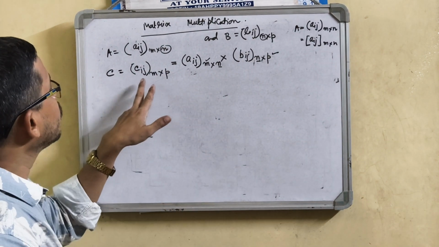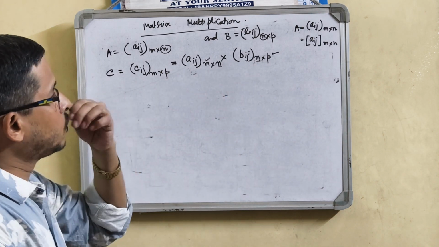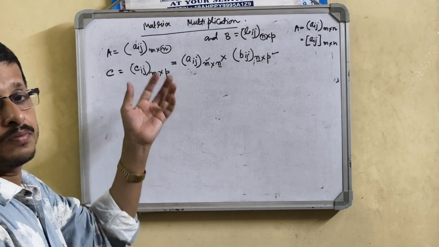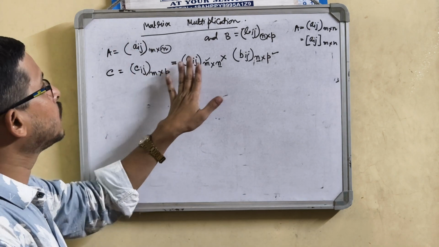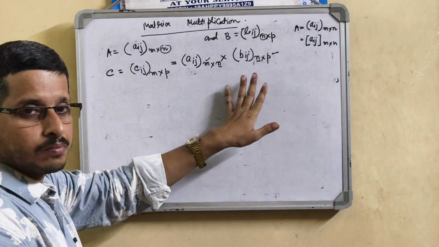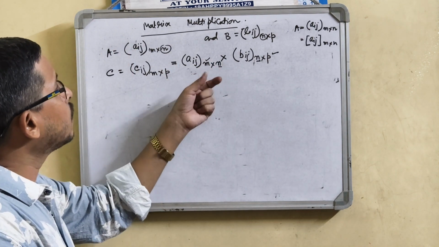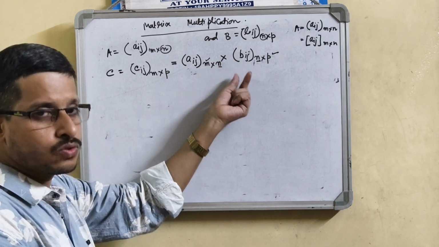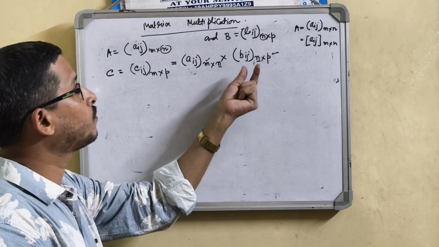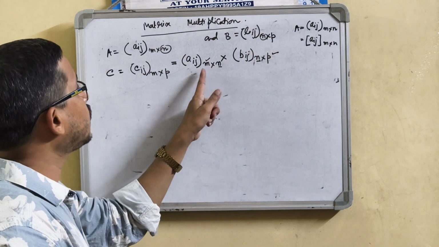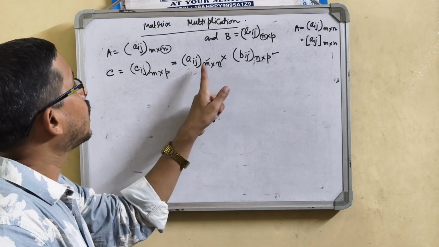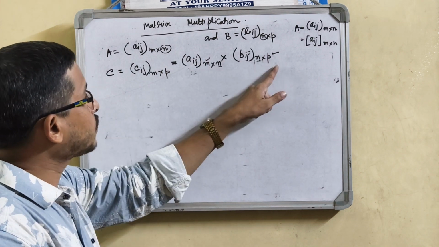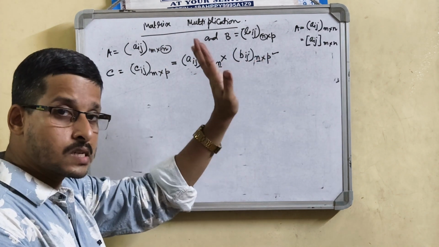Got it? So these are the rules to get the resultant matrix after multiplying the two matrices A and B. The number of columns of the first matrix should be equal to the number of rows of the second matrix, and the resultant matrix will have just the extreme numbers: the number of rows of the first matrix and the number of columns of the second matrix respectively.